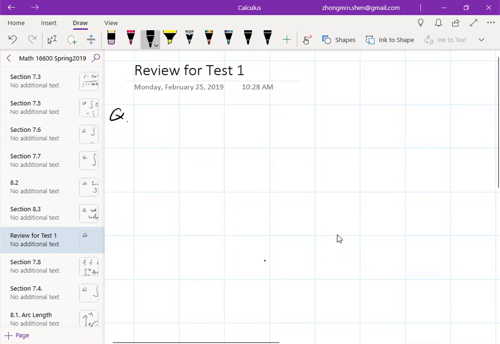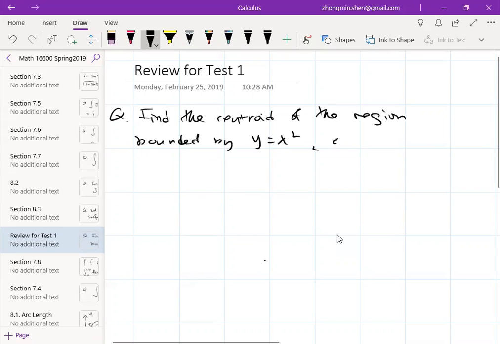The region, find the centroid, right, of the region bounded by y equals x squared and x equals y squared.